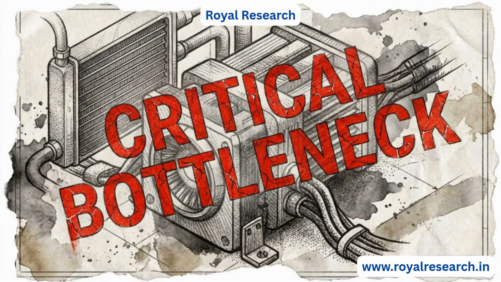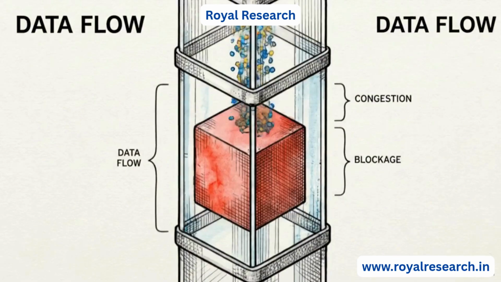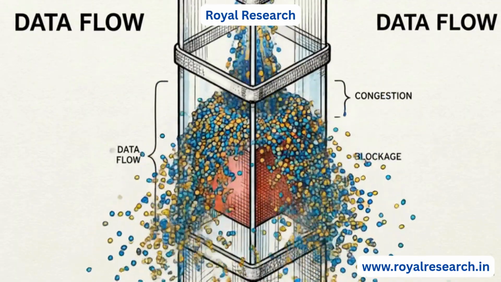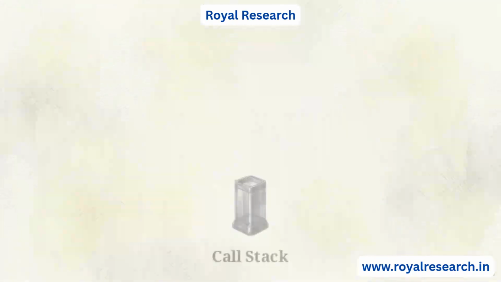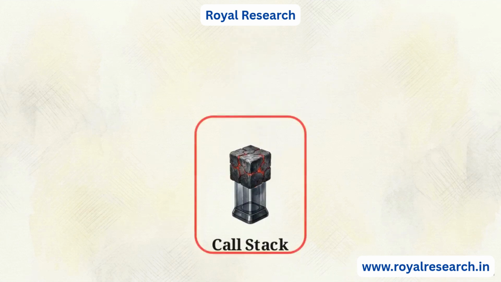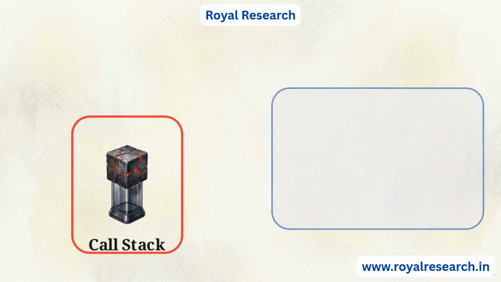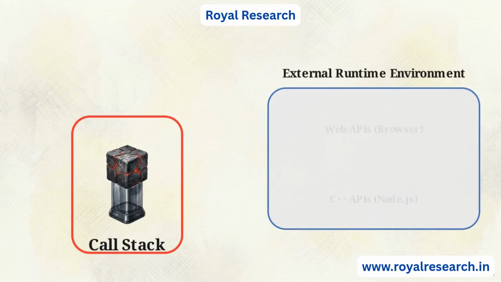However, the call stack alone is architecturally insufficient. A single slow network task at the top will halt the pop mechanism, preventing any subsequent code from running. When a high-latency network request hits the top of the call stack, the entire sequence freezes. To prevent a total freeze, the engine relies on the external runtime environment. In a browser, these are the web APIs. In Node.js, they are C++ APIs.